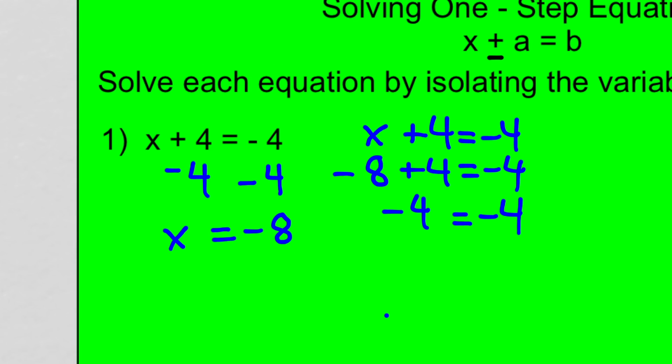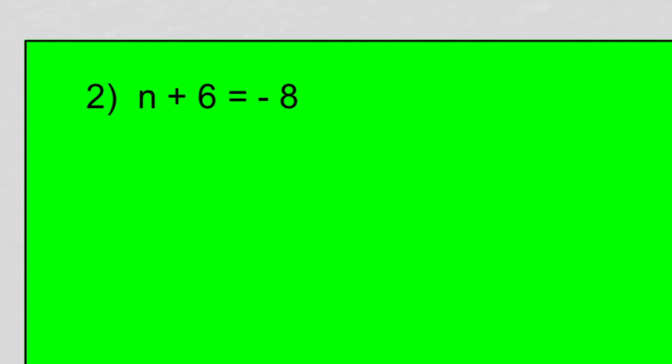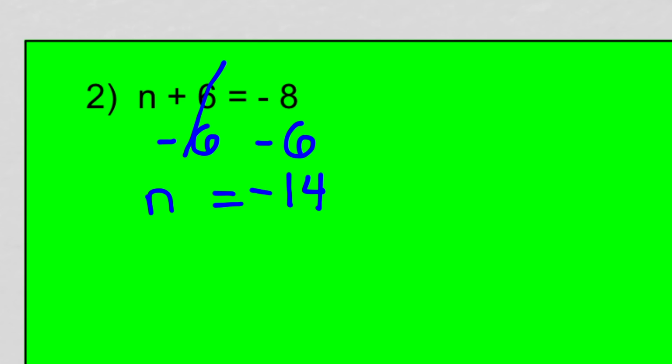Let's take a look at another one. N plus 6 equals negative 8. Okay. I want to figure out the value of n by isolating the variable. So to make plus 6 go away, I'll take away 6 from that side of the equal sign, and I'll do it to the other side as well. Plus 6 minus 6 goes away, and I'm left with n equals. So I have negative 8 and negative 6. The signs are the same, so I add them and use my negative. The answer is negative 14.